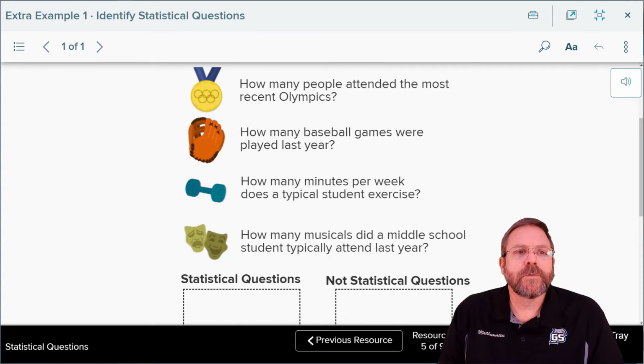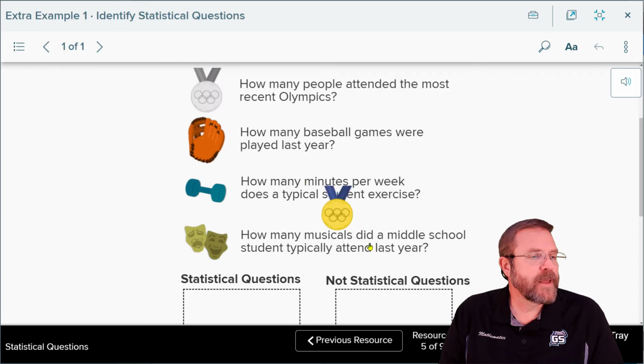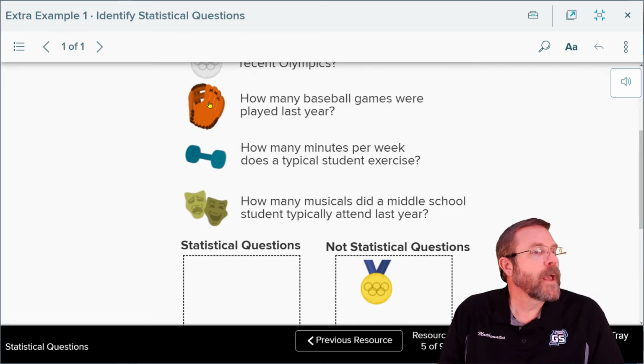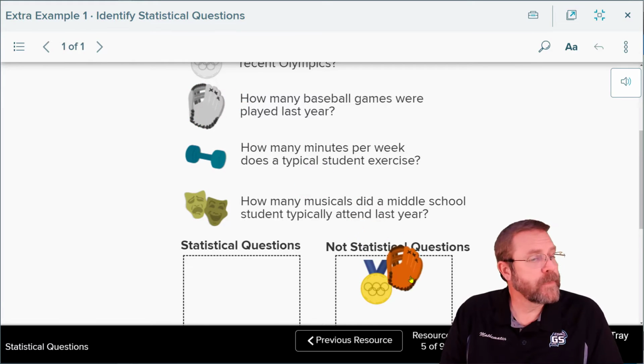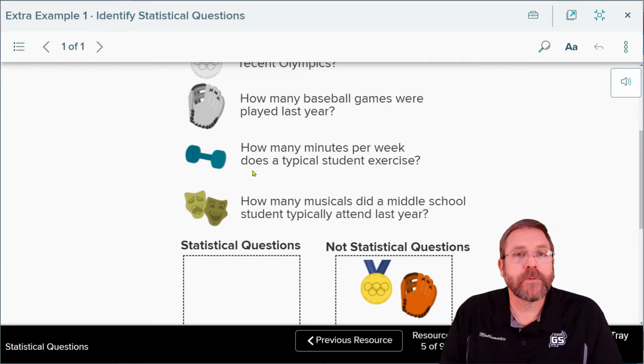So how did you do? Let's take a look. How many people attended the most recent Olympics? That's going to be a not statistical question because there's only going to be one answer for it. How many baseball games were played last year? Once again, there's an exact answer, so it's going to be non-statistical.